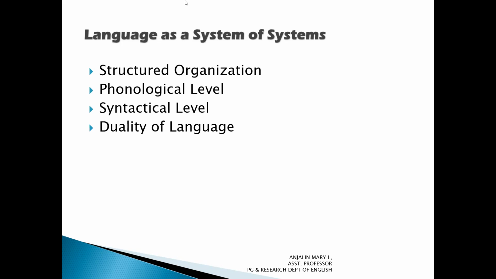Next is duality of language, where language is called a system of systems. Why is it called a system of systems? Because it operates at two levels.